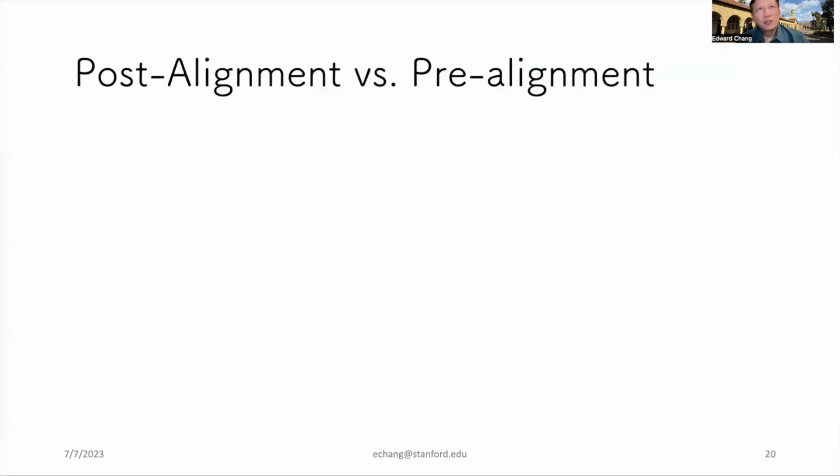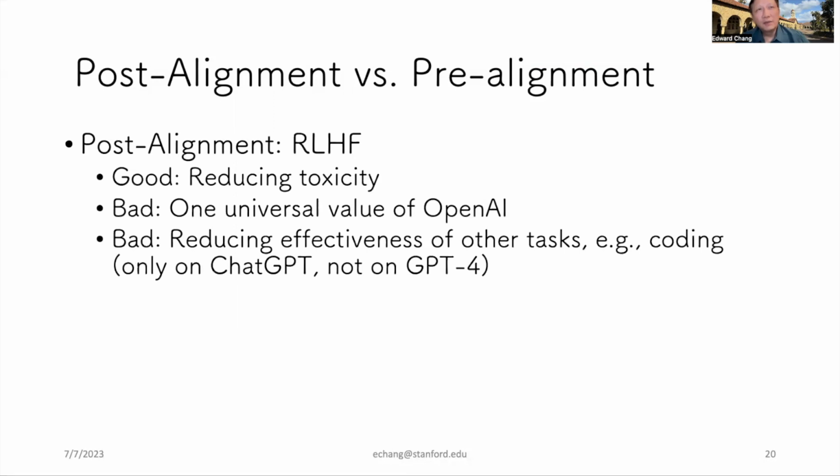Okay. So then the question is, should we do this alignment before we start training or after the training has completed? And OpenAI did it using this post-alignment kind of paradigm. And post-alignment, yes, it's good. It can reduce toxicity to a certain degree, but it's really not so desirable because OpenAI can only put forth one set of rules and everyone else has to follow, right? So it cannot customize to different cultures and different individuals.